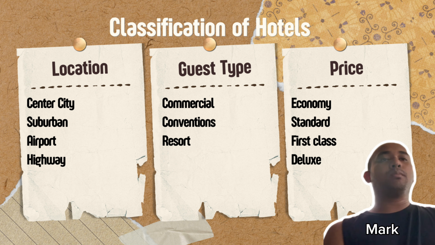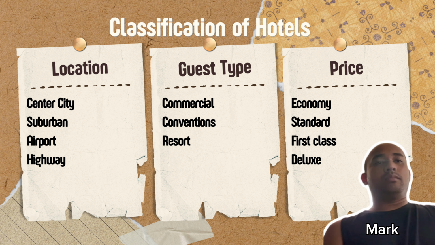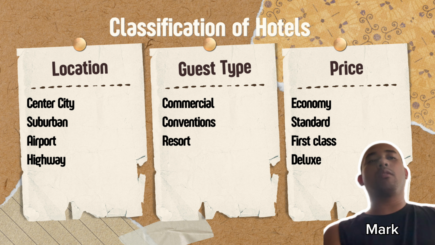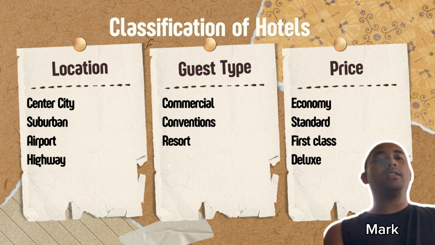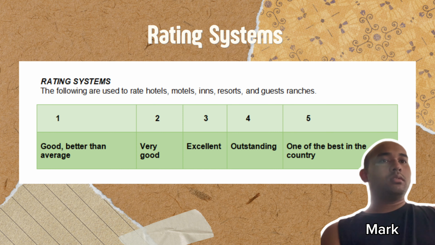Number three is price. Hotel prices vary widely based on factors such as location, amenities, brand reputation, and seasonality. Economy hotels typically offer the most affordable rates, while luxury hotels command premium prices for their upscale amenities and services. It's all about the rating system.